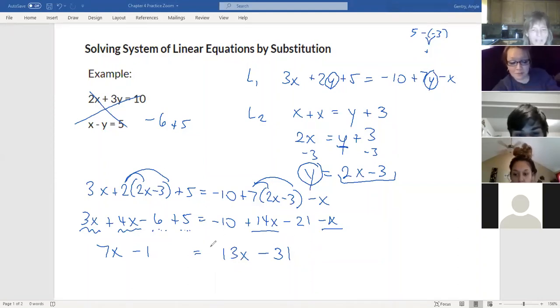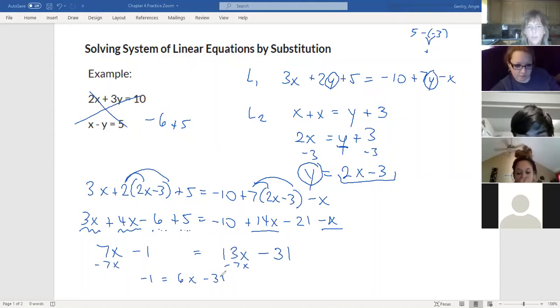Okay, so now we have to move all the x's to one side. So how about if I move my x to the left, do you see how I have to subtract 13 and I get a negative? I'm going to try to avoid that. So this is personal preference. You guys can do this however you want. But I'm going to have -1 is 6x minus 31. Then I'm going to add 31. So I have 30 equals 6x. Then I divide by 6, divide by 6. So I get x is 5.